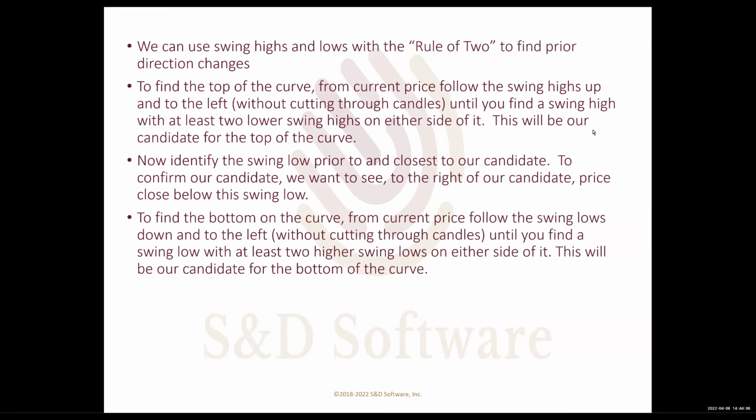So now that we've got the top of the curve, we're just going to flip it and do this whole process to look for the bottom of the curve. So we're going to start with current price, and we're going to be looking at swing lows. We go down and to the left looking at swing lows without cutting through candles. And we're looking for that swing low that has at least 2 higher swing lows on either side of it. And that's going to be our candidate for the bottom of the curve.